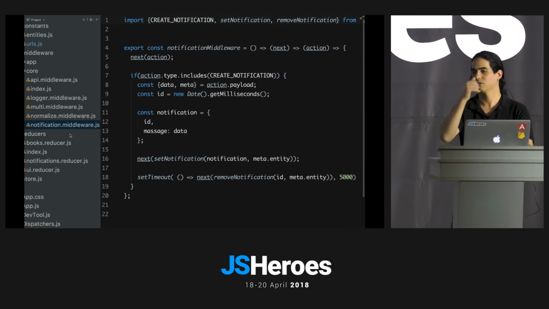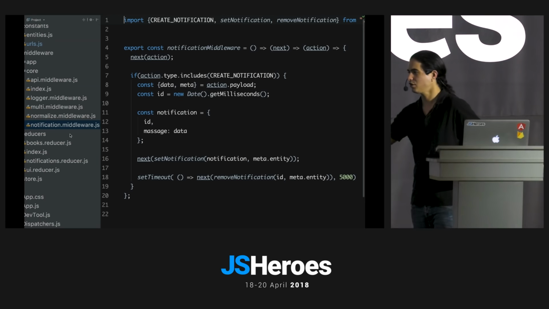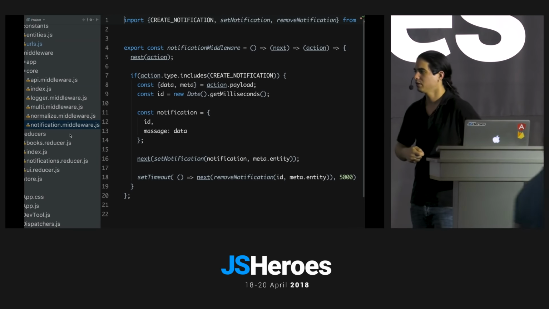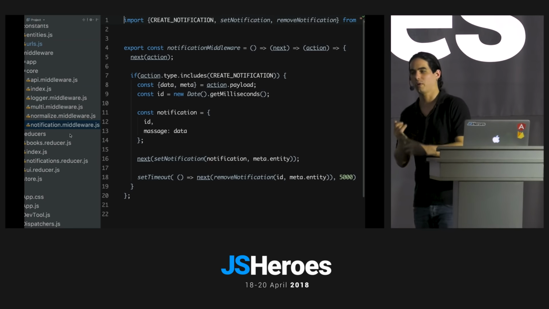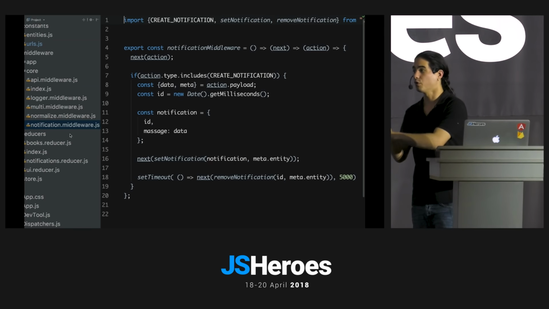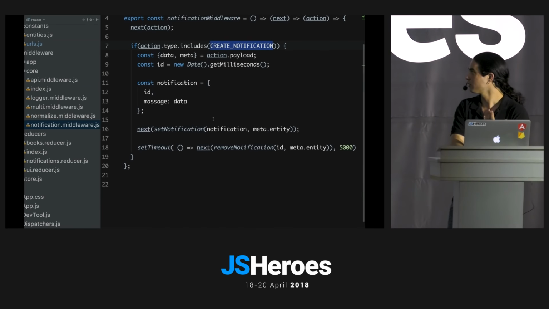The enrich action means that when I'm dispatching the set notification action from my books middleware, I don't want to care about how this notification is created and how it's going to be removed. So I created this generic middleware, the notification middleware, and here I'm catching the create notification, and I'm enriching the data. What happened? That's it.